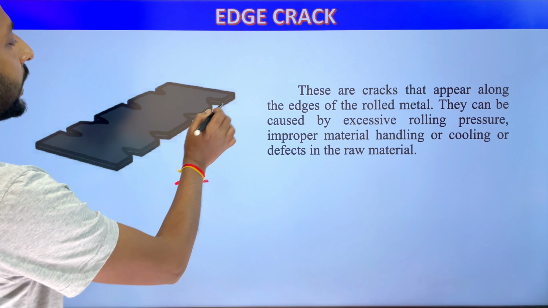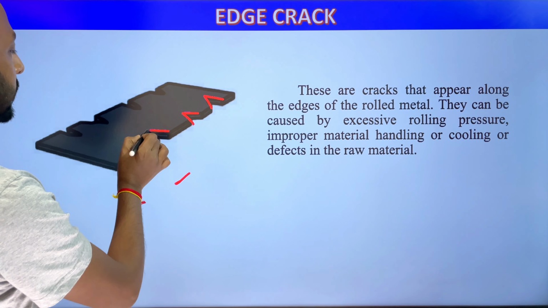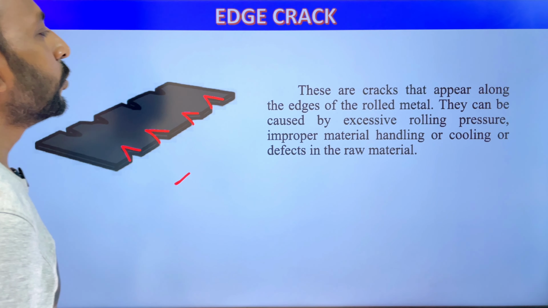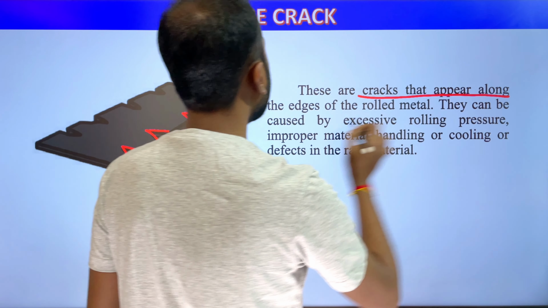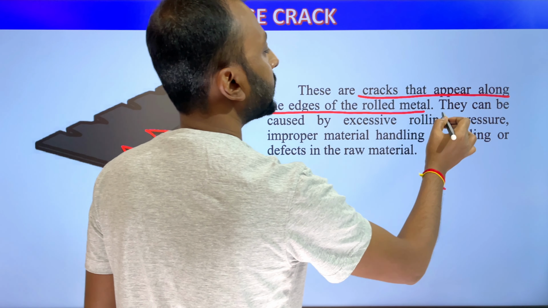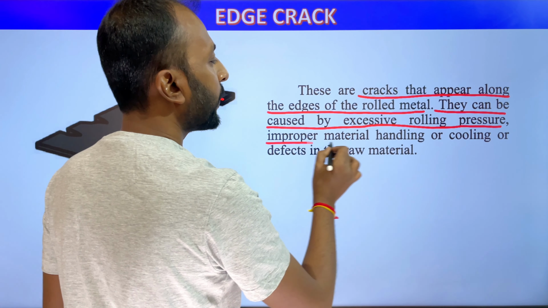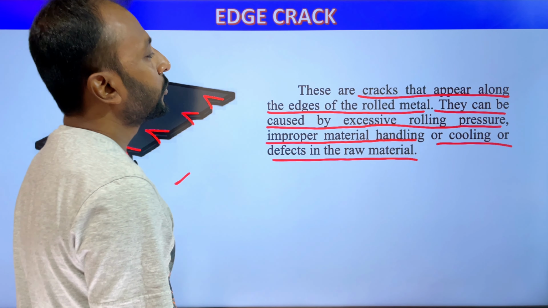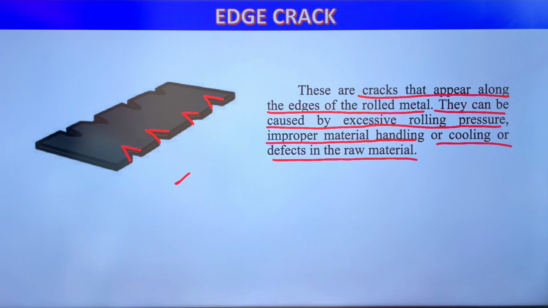The edges of the rolled product cracked due to material handling or cooling. Edge cracks appear along the edges of the rolled metal. They can be caused by excessive rolling pressure, improper material handling, or cooling, or defects in the raw material. So this is edge crack and the cause of edge crack.